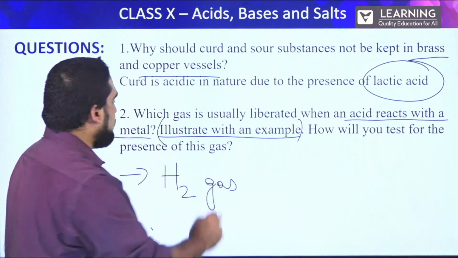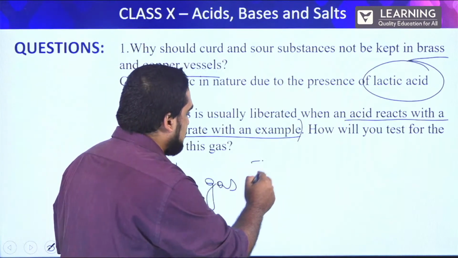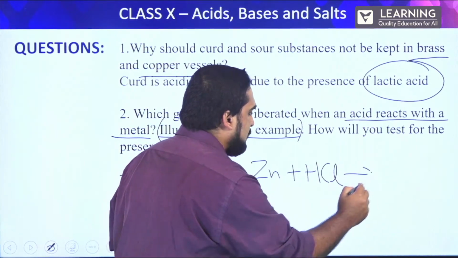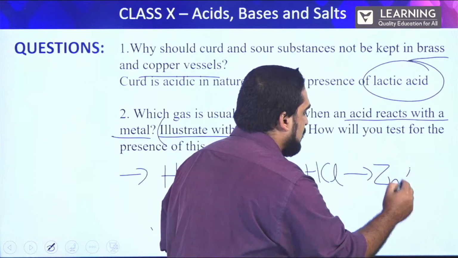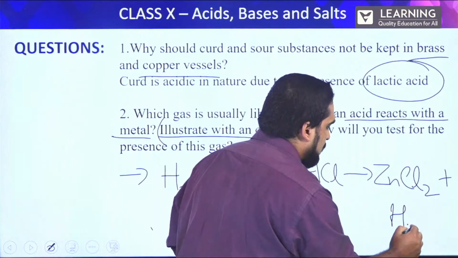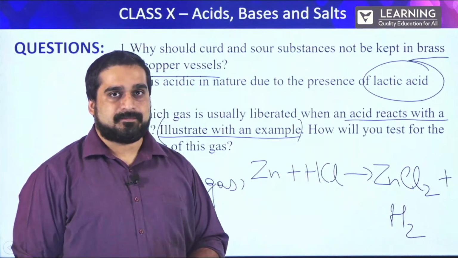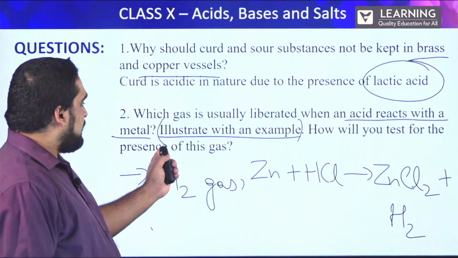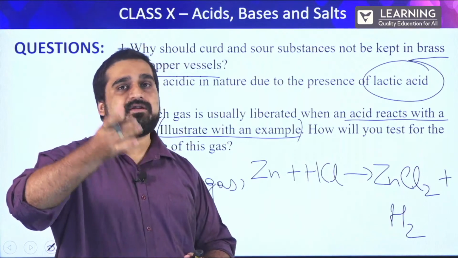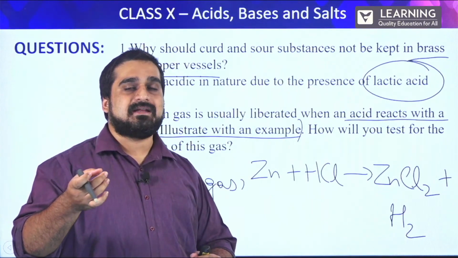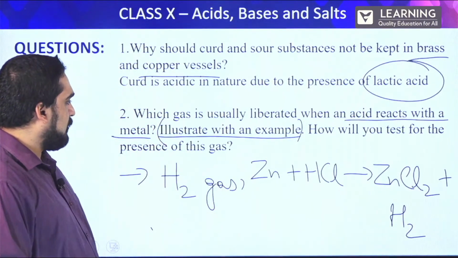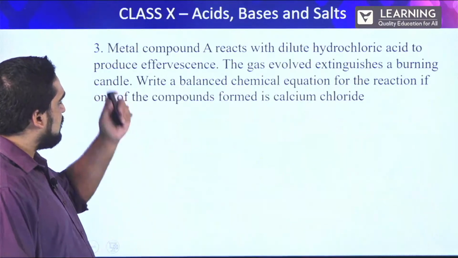We will give an example, and the example we will choose is the same that we discussed, zinc plus HCl giving zinc chloride, ZnCl2, plus H2, hydrogen gas. How will you test for the presence of this gas? By lighting it. Once you bring a flint close to this hydrogen gas, it immediately catches fire and results in a pop sound. Okay.